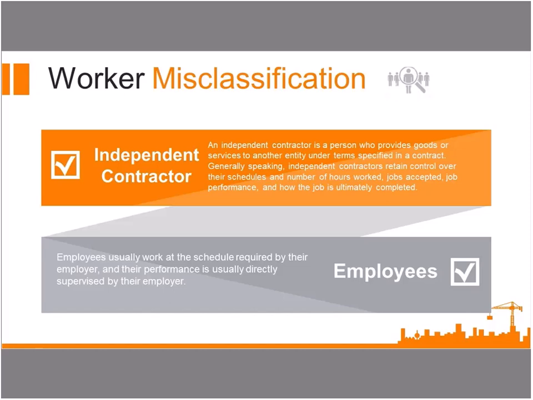Generally speaking, though, independent contractors get to retain control over their schedules, the number of hours they're working, the jobs they accept, the job performance itself, and ultimately how the job is completed. Whereas employees work under a schedule that's required by their employer, and their performance is usually directly supervised by their employer. Essentially, it comes down to who's controlling this individual's workday, right?